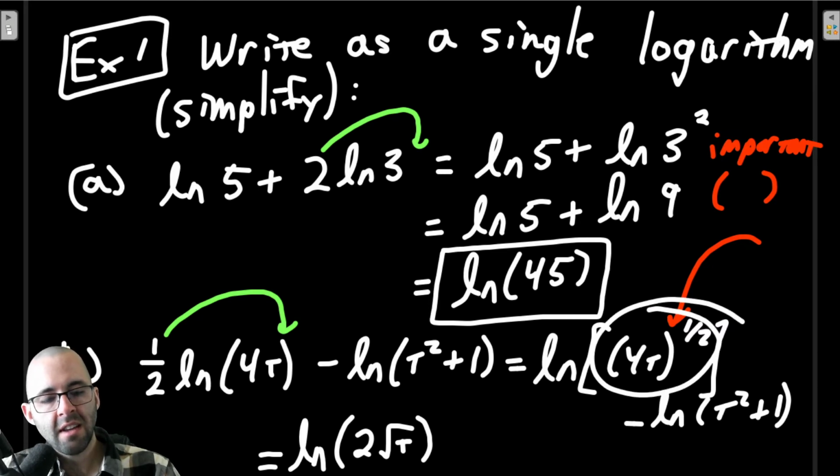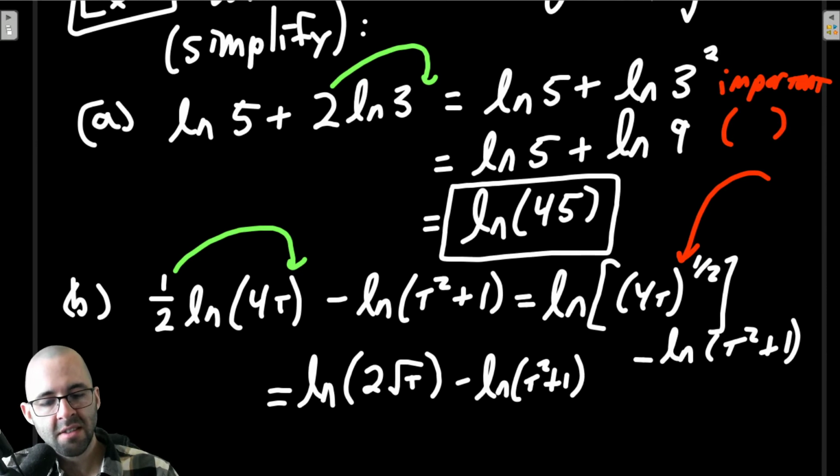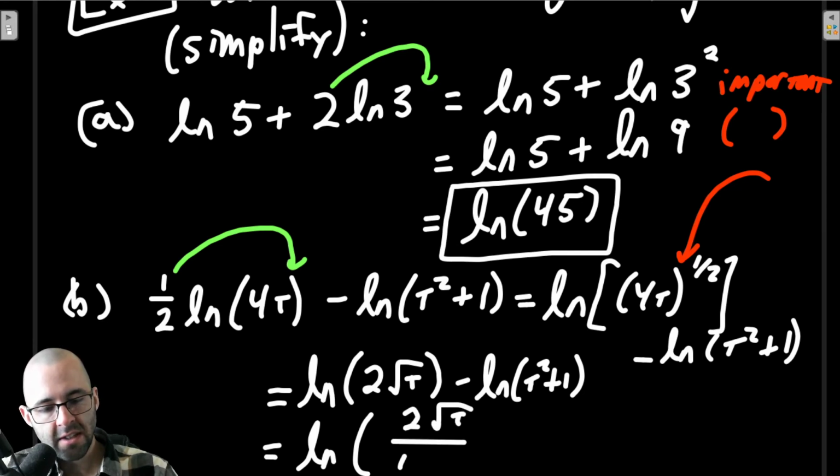So again, looking at this, the square root of 4, that's 2. The square root of t, we don't know. So we'll write the square root of t minus the natural log of t squared plus 1 again. And now it's our final step. We have a natural log subtracting another natural log. That's division on the inside. So it'll be the natural log of 2 root t over t squared plus 1. That's as simple as it gets.